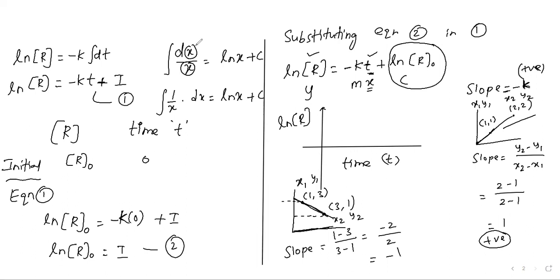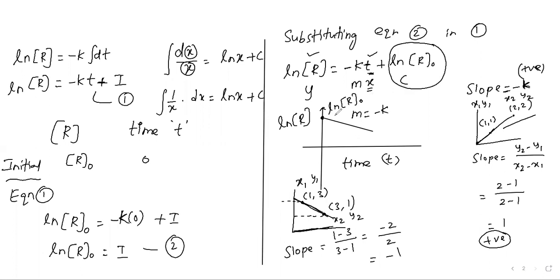So you can take the line like this, right? Where the slope m equals minus k. Slope is minus k. And this straight line, here it is touching the y-axis. This is called the y-intercept. This point is the y-intercept. What is this point? ln of r naught. So this is how you will draw the graph.